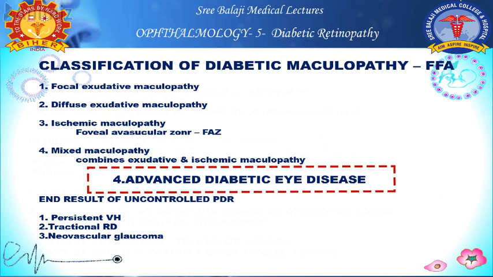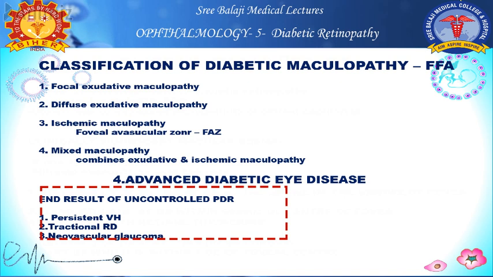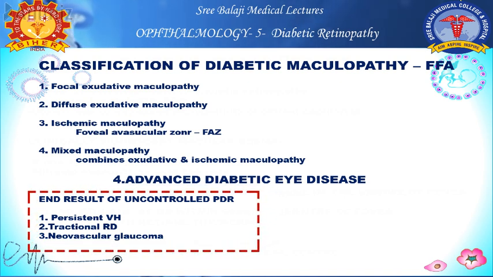Advanced diabetic eye disease is the last stage, which is an end result of an uncontrolled proliferative diabetic retinopathy. And when do I say advanced diabetic eye disease? When the patient has persistent vitreous hemorrhage, tractional retinal detachment or neovascular glaucoma.